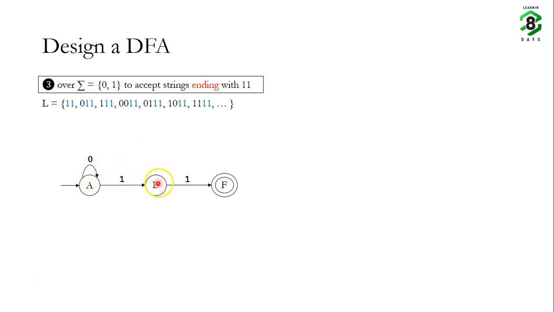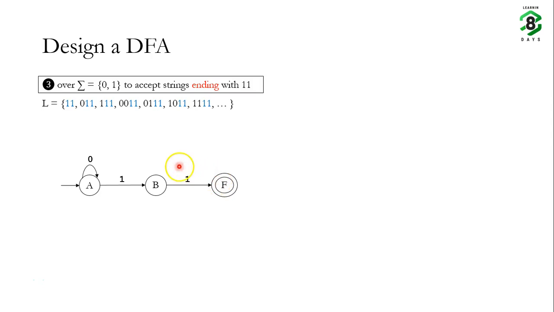Now think of state B. What happens if we get a 0 in state B? That means the last input symbol scanned was 1 and after that we got a 0. Now it is still possible to get two 1s after this and reach the final state. If we get a 0 in state B, it is still possible to get two more 1s after that and reach the final state.